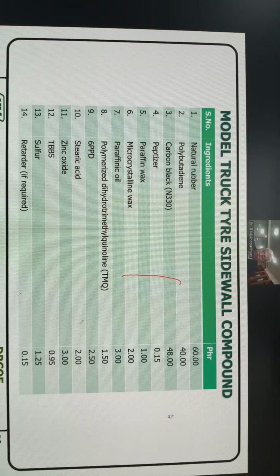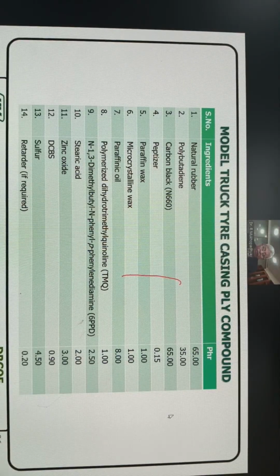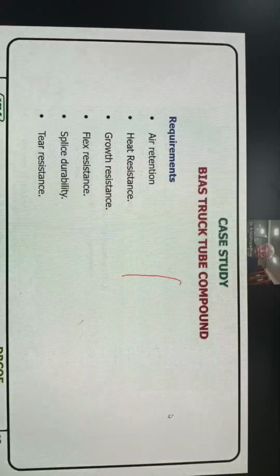In case of sidewall, generally an NR-BR blend, depending on the price, up to 50 phr of NR, we have no such problem. But beyond 50 phr, if you go for polybutadiene, the problem of best ratio comes, between 60-40 or, depending on the price available, we can go 55-45 and so on. In the case of a compound, also natural rubber-polybutadiene blend for resistance and so on, but you have to ensure about the tack.